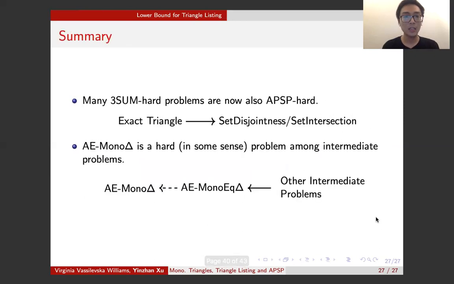Okay, so that's it. Let me give a brief summary of our results. We first show that many threesome hard problems are now also APSP hard. This is a reduction from exact triangle to set disjointness and set intersection. Our second set of results is that all edges monochromatic triangle is in some sense a hard problem among intermediate problems by this reduction.